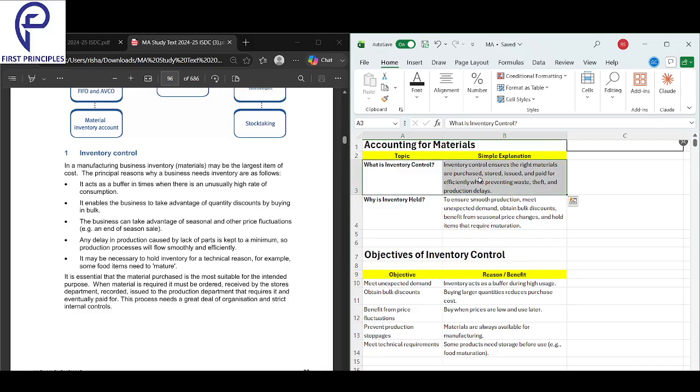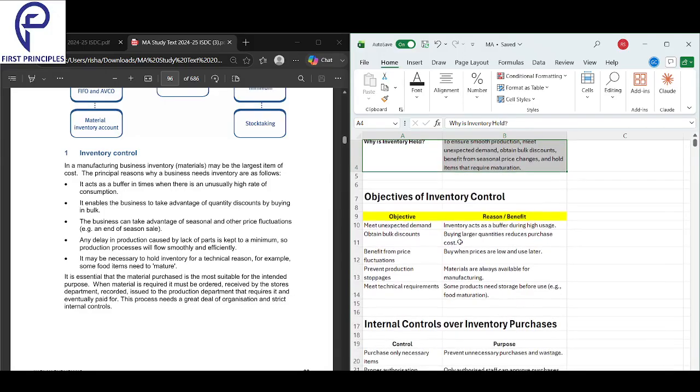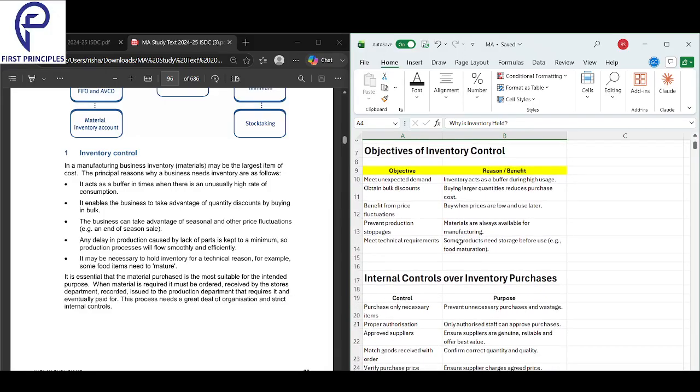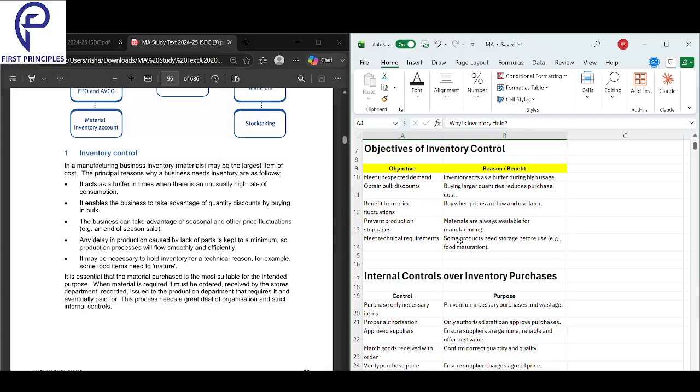Next, we look into why do we hold inventory? To ensure there is smooth production, so the factory doesn't stop due to raw material problems. Meet unexpected demand: if suddenly sales go up, you have the stock. Get bulk discounts, benefit from price changes, and maturation needed. Some inventories need maturity with time, like wine, cheese, and tobacco. So for those reasons, you need a good inventory management system.